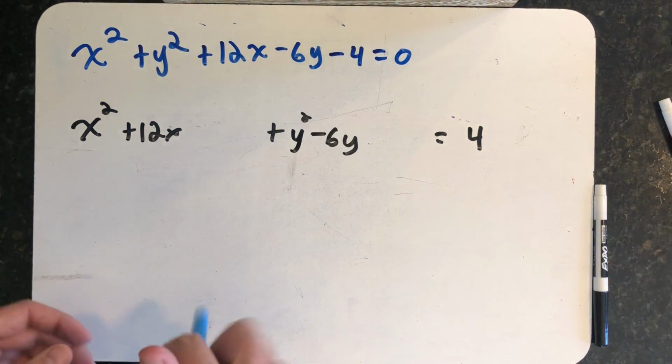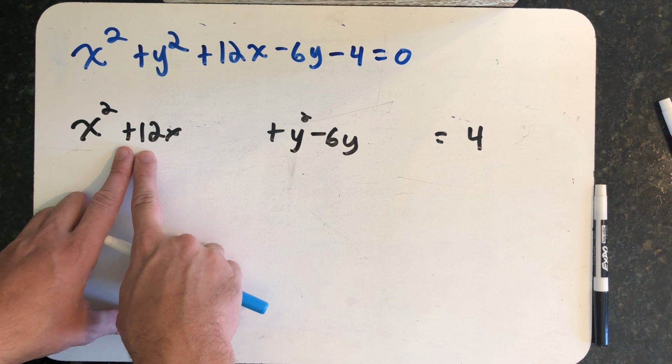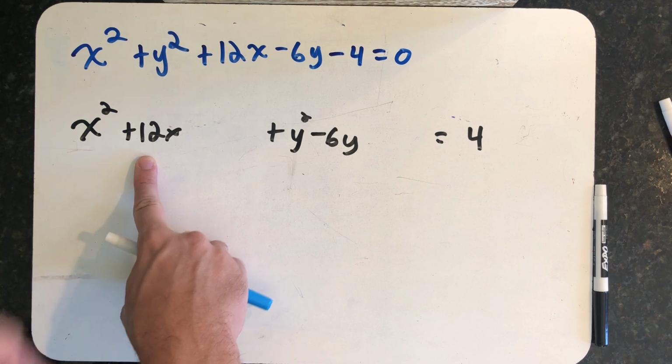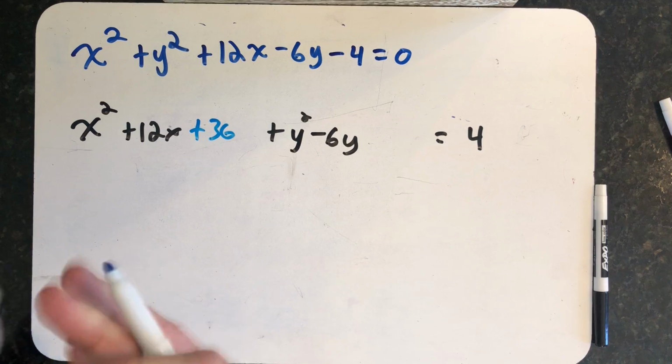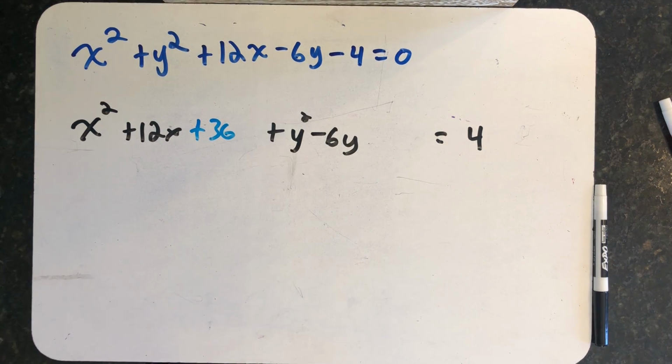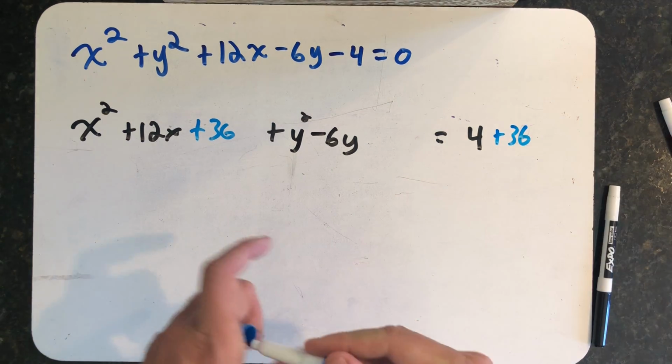To complete the square, we look at the middle term. We divide it by 2. 12 divided by 2 is 6, and then we square that number. And I get 36. And if I add 36 to the left-hand side of an equation, I should probably do it to the right-hand side.